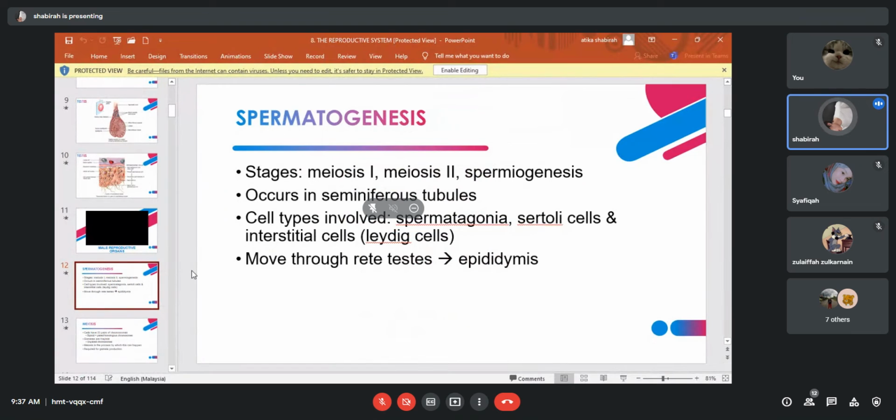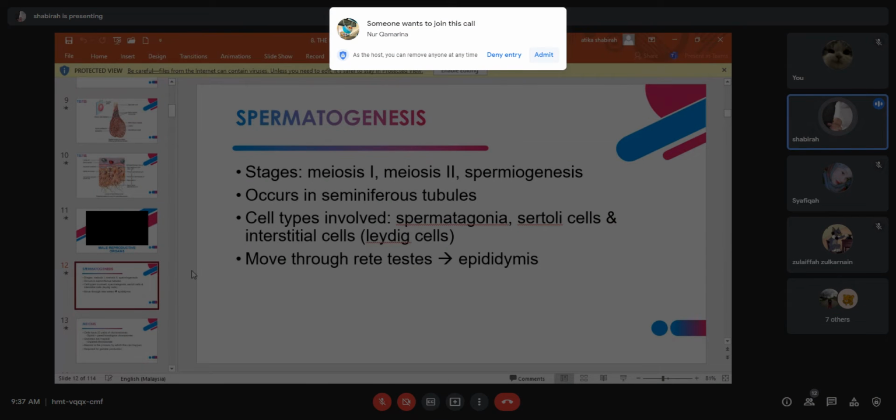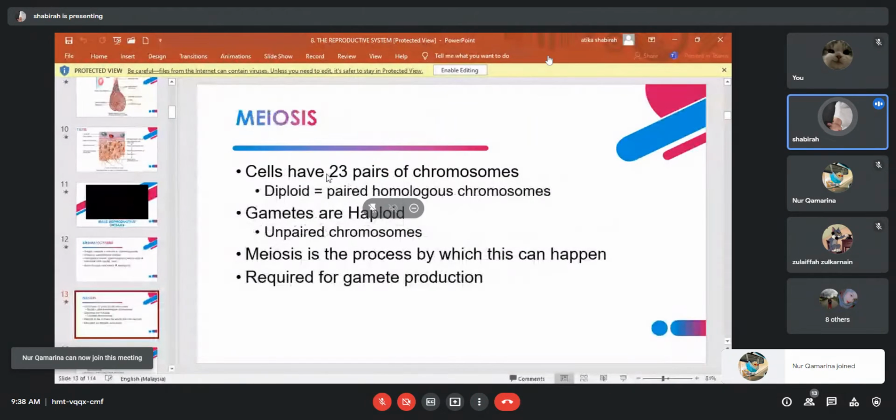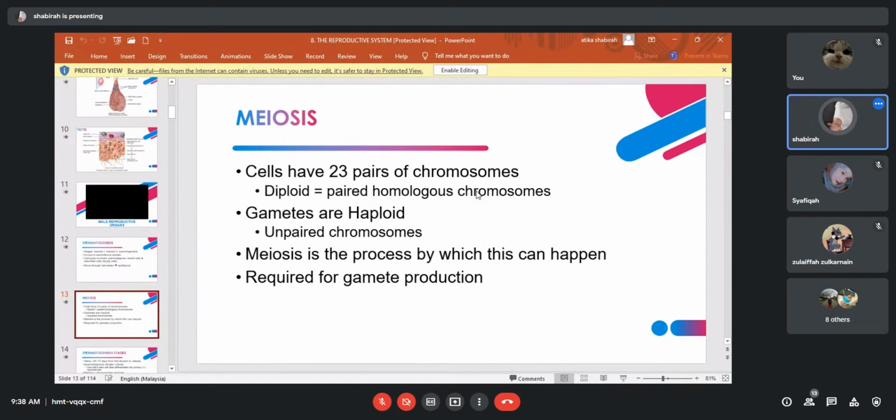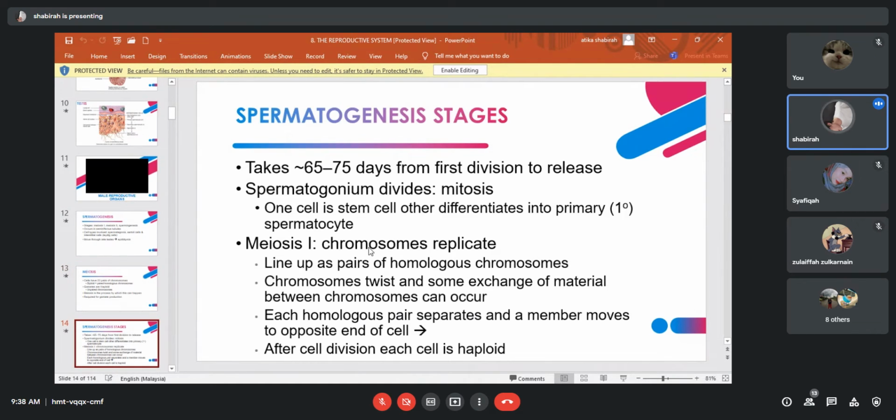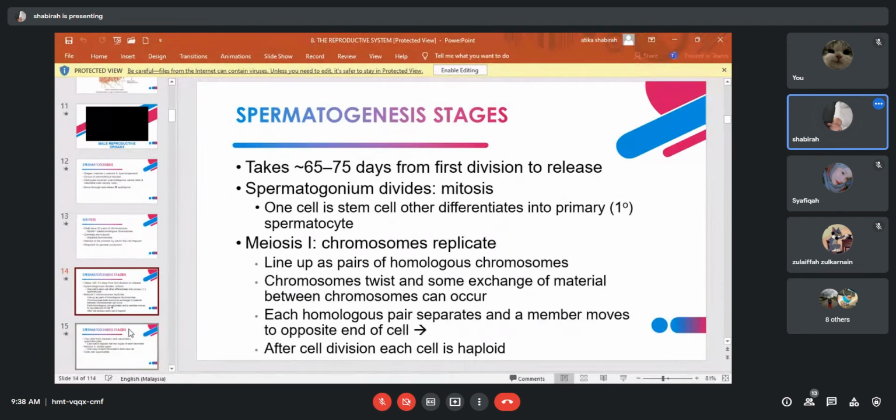Lepas tu next kita ada spermatogenesis. Spermatogenesis ni adalah the sequence of events in the seminiferous tubules of the testis that produce sperm. Bila berlakunya spermatogenesis ni, if someone hit puberty lah. Contoh macam someone hit puberty, berlakulah spermatogenesis ni. Ni ada meiosis. Meiosis ni contain cell have 23 pairs of chromosome. Dia ada diploid which is pair and also haploid which is unpair. And meiosis ni process by which this can happen, require for gamete production lah. And ni semua ni lah dia punya explanation.